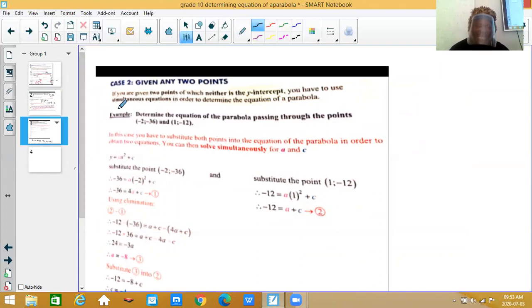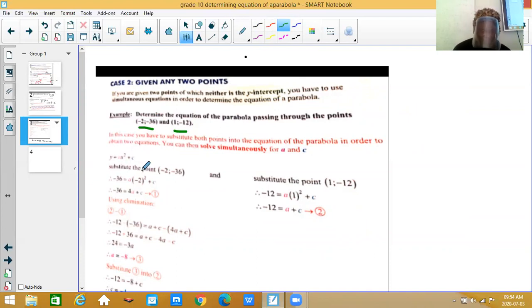Now let us look at another situation. Case number 2. Given any 2 points, if you are given 2 points of which neither is the y-intercept, you have to use simultaneous equations in order to determine the equation of the parabola. Like in this case, let us look at it. Determine the equation of the parabola passing through the points (-2, -36) and (1, -12). Are you seeing it?